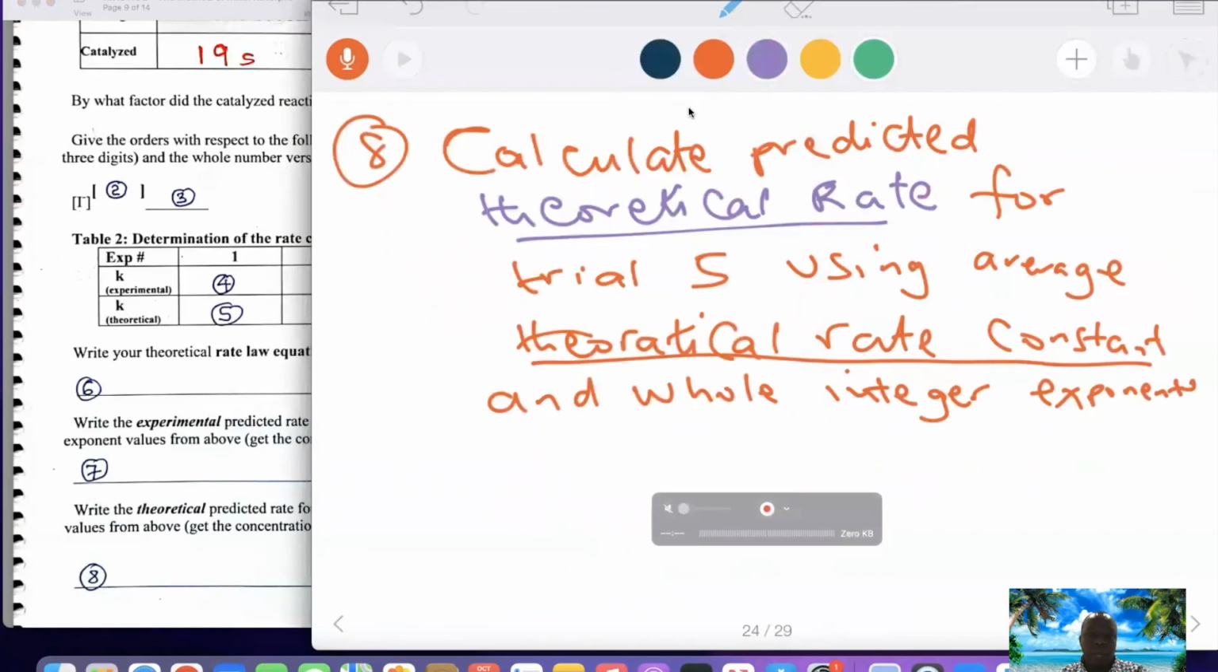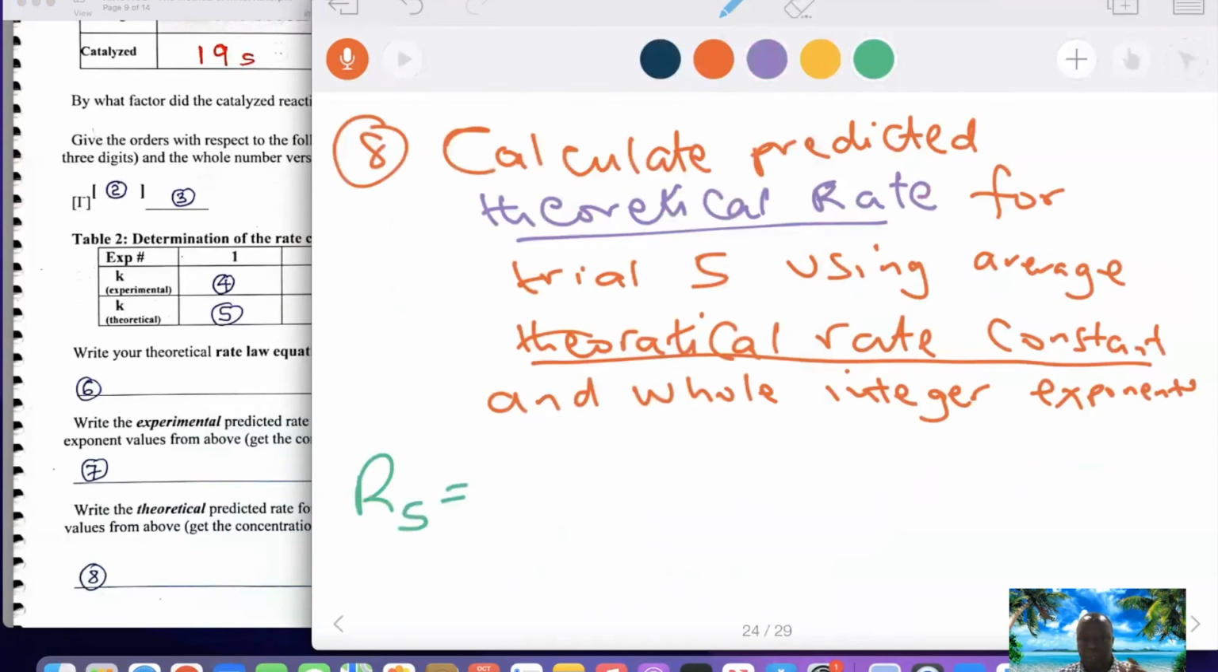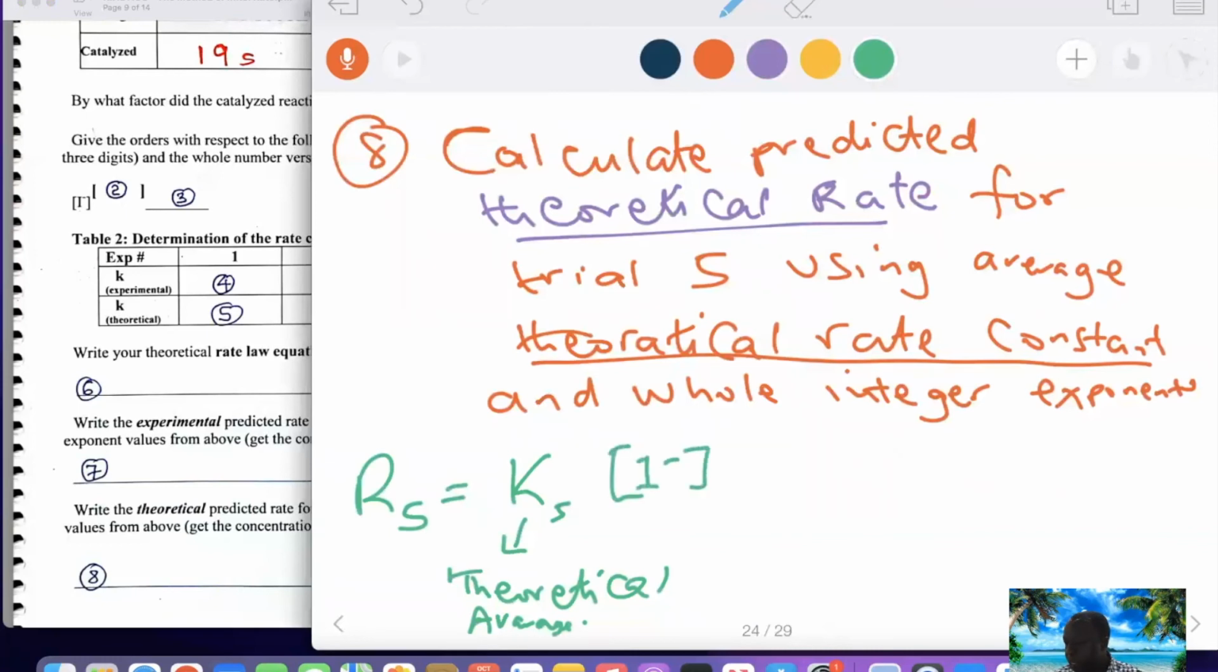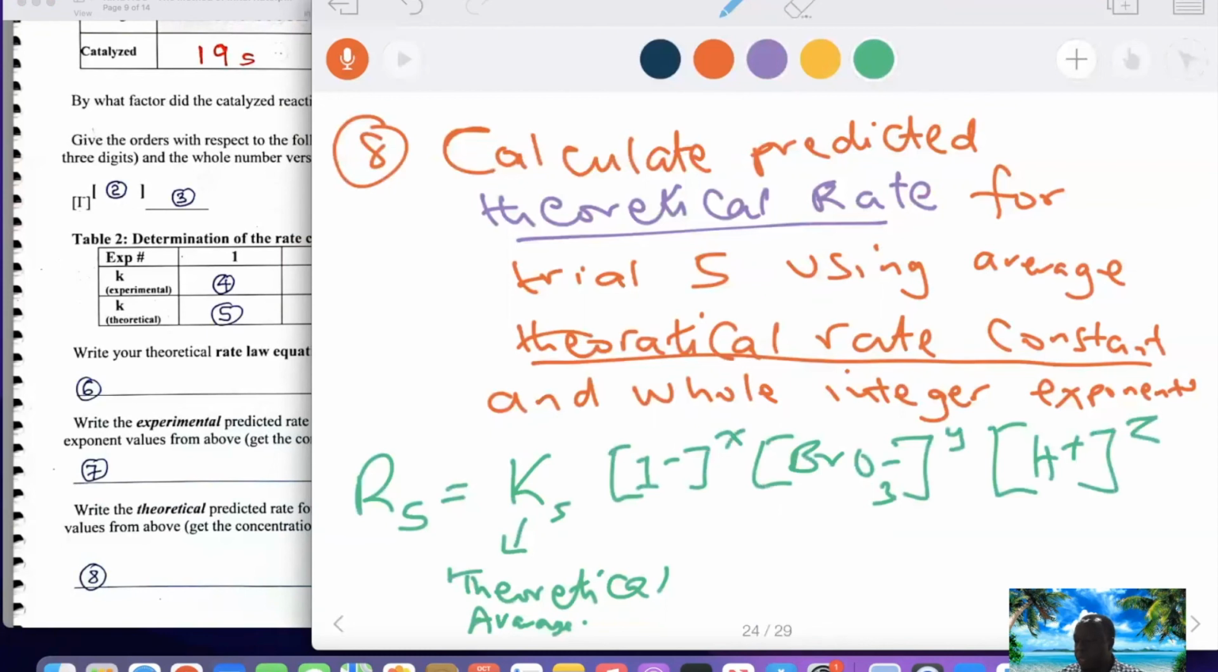For 8, it's the same thing, except we are using the trial 5. So if I write rate 5, which you should have on the table, equals the theoretical average K times the concentration of iodide raised to X, concentration of bromate ion raised to Y, concentration of hydrogen ion raised to Z, where X, Y, Z are theoretical. They are theoretical.